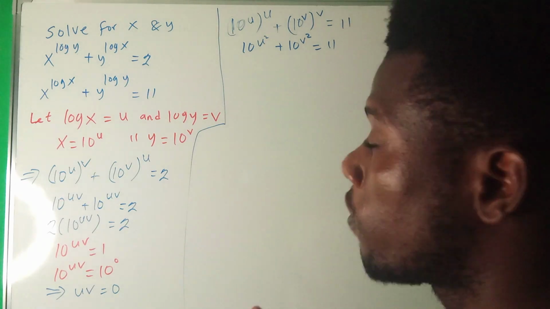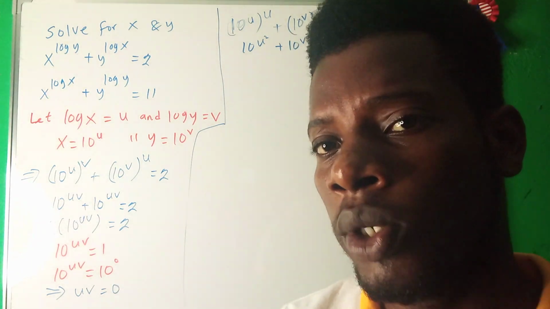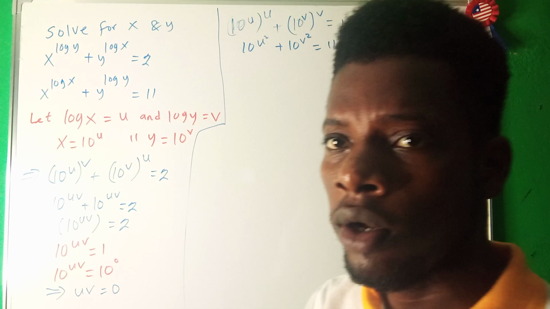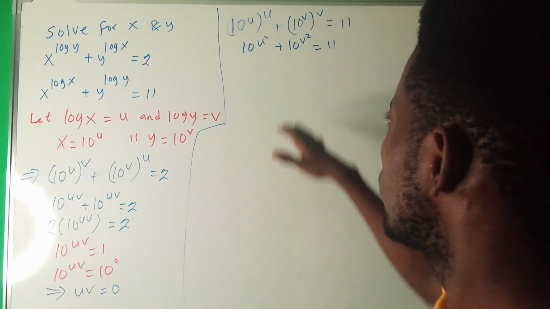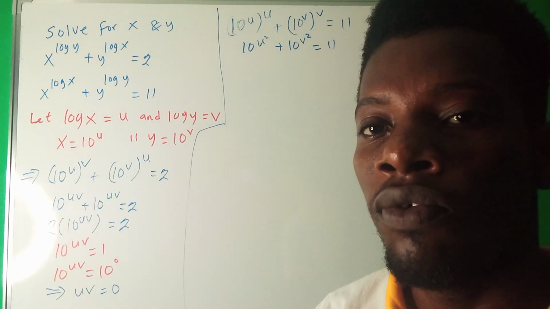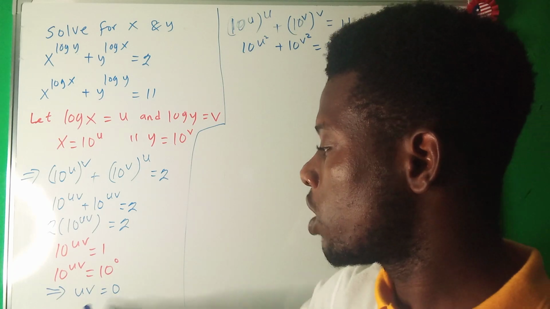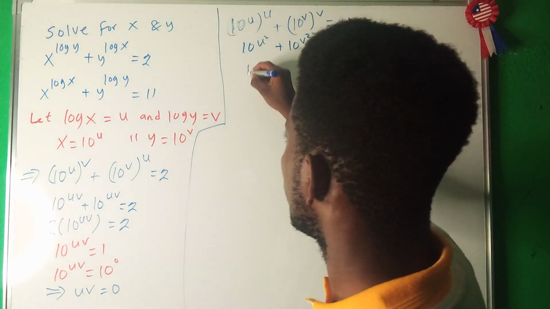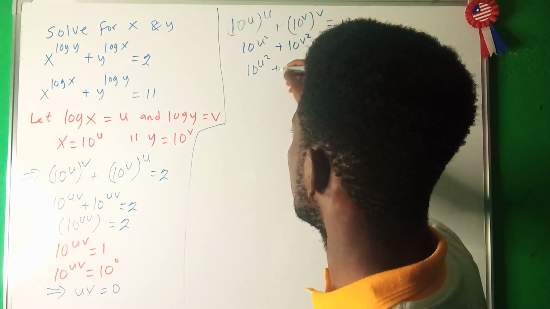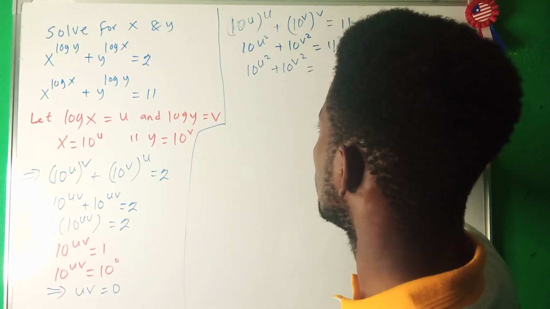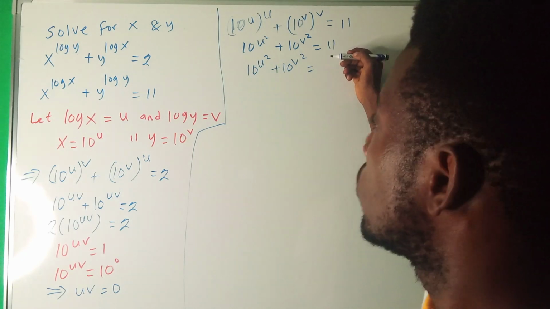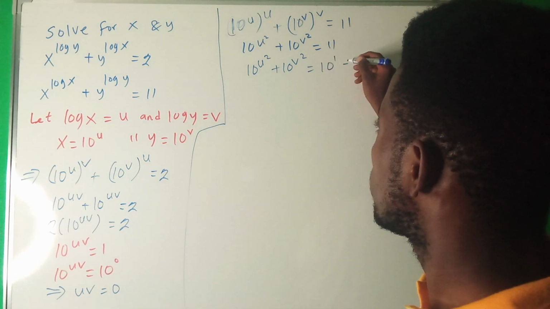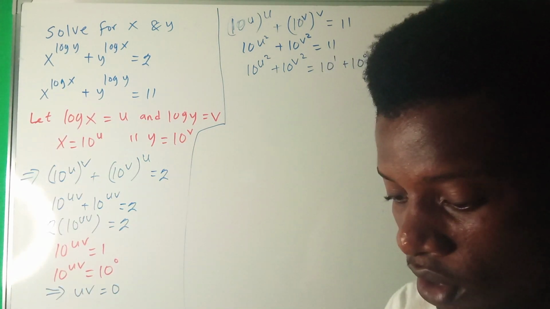Now we're about to use a particular trick, so hold on, because you are saying, but how do we solve this in terms of u and v and then solve that equation along with this simultaneously? But just hold on a little bit and let's see what happens. So we have 10 raised to the power of u squared plus 10 raised to the power of v squared is equal to, now for this 11, I'm going to write it as 10 raised to the power of 1 plus 10 raised to the power of 0.